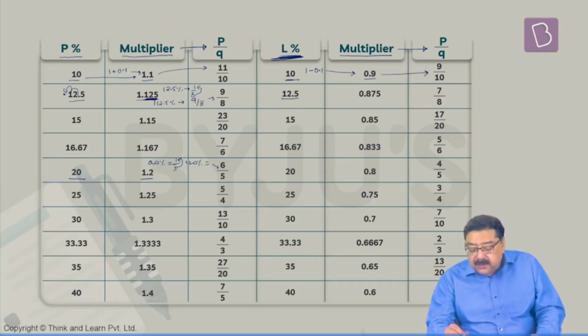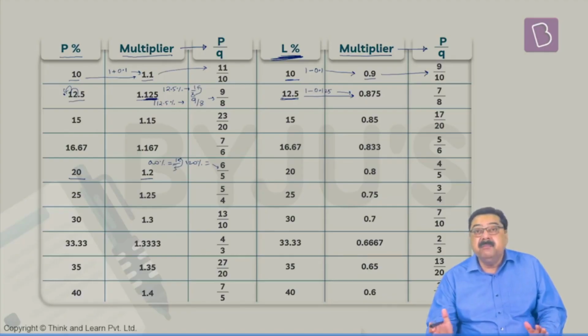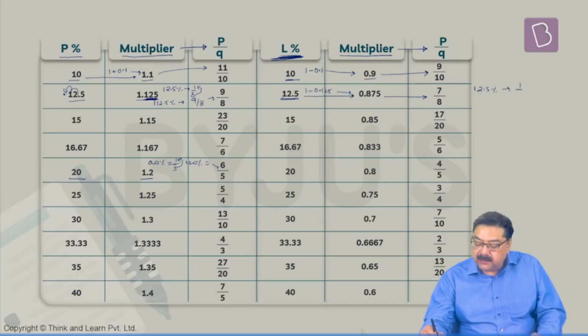So if the loss made is 12.5%, in that case we need to multiply cost price with 1 minus 0.125, which is 0.875. Scary. How can we multiply 0.875 with a number? It will take more time. Yes, it will. And that is why we are converting it into fraction. We know 12.5% fraction equivalent is 1 by 8.